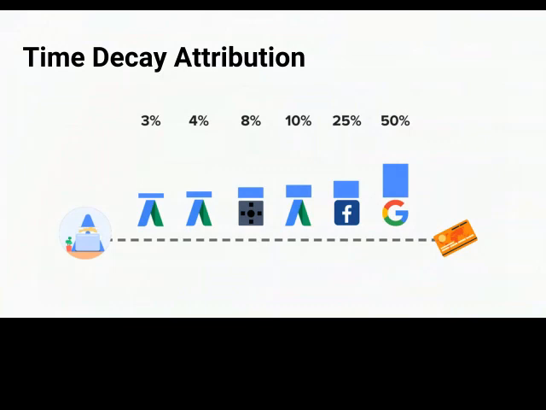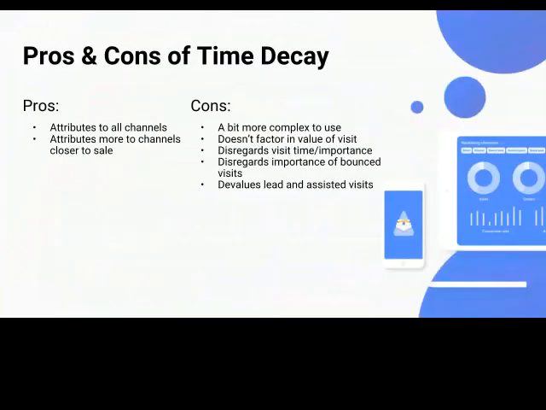So again, the biggest con here is that there's a certain complexity to the time decay model. But again, this is position-based, so we're not factoring in the value of these visits. And this really devalues the lead and the assisted visits that are further from sale.